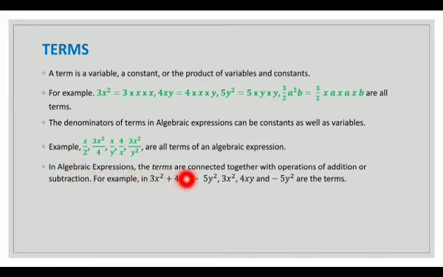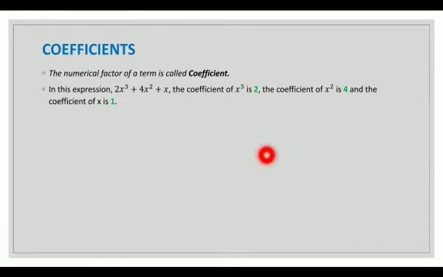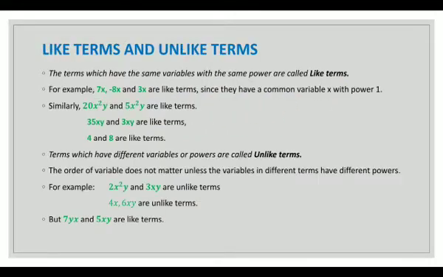In algebraic expressions, the terms are connected together with the operation of addition or subtraction. For example, in 3x square plus 4xy minus 5y square, each term is connected with the operation of addition as well as subtraction. 3x square, 4xy and minus 5y square are the terms. What is a coefficient? The numerical factor of a term is called the coefficient. In the expression 2x cube plus 4x square plus x, the coefficient of x cube is 2, the coefficient of x square is 4 and the coefficient of x is 1.